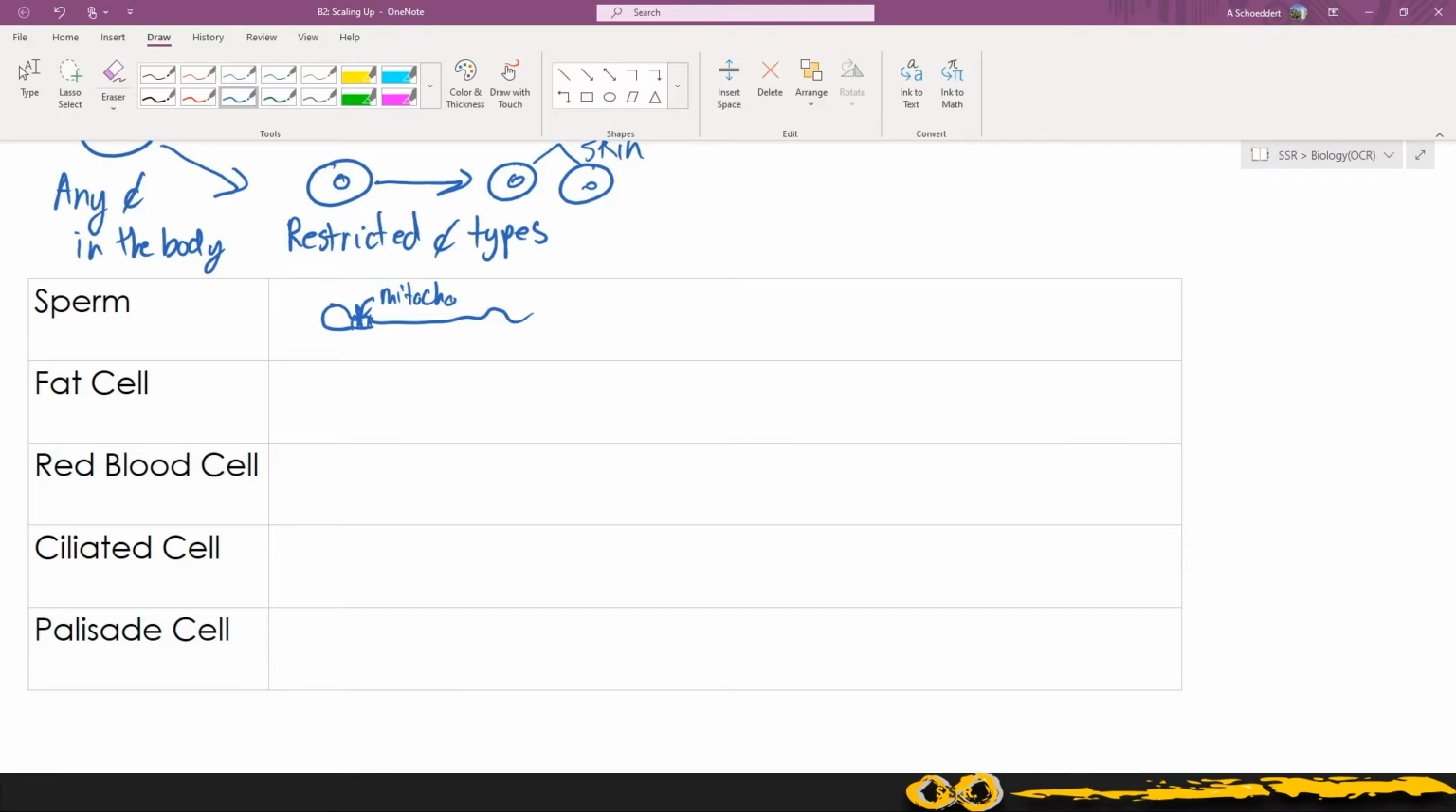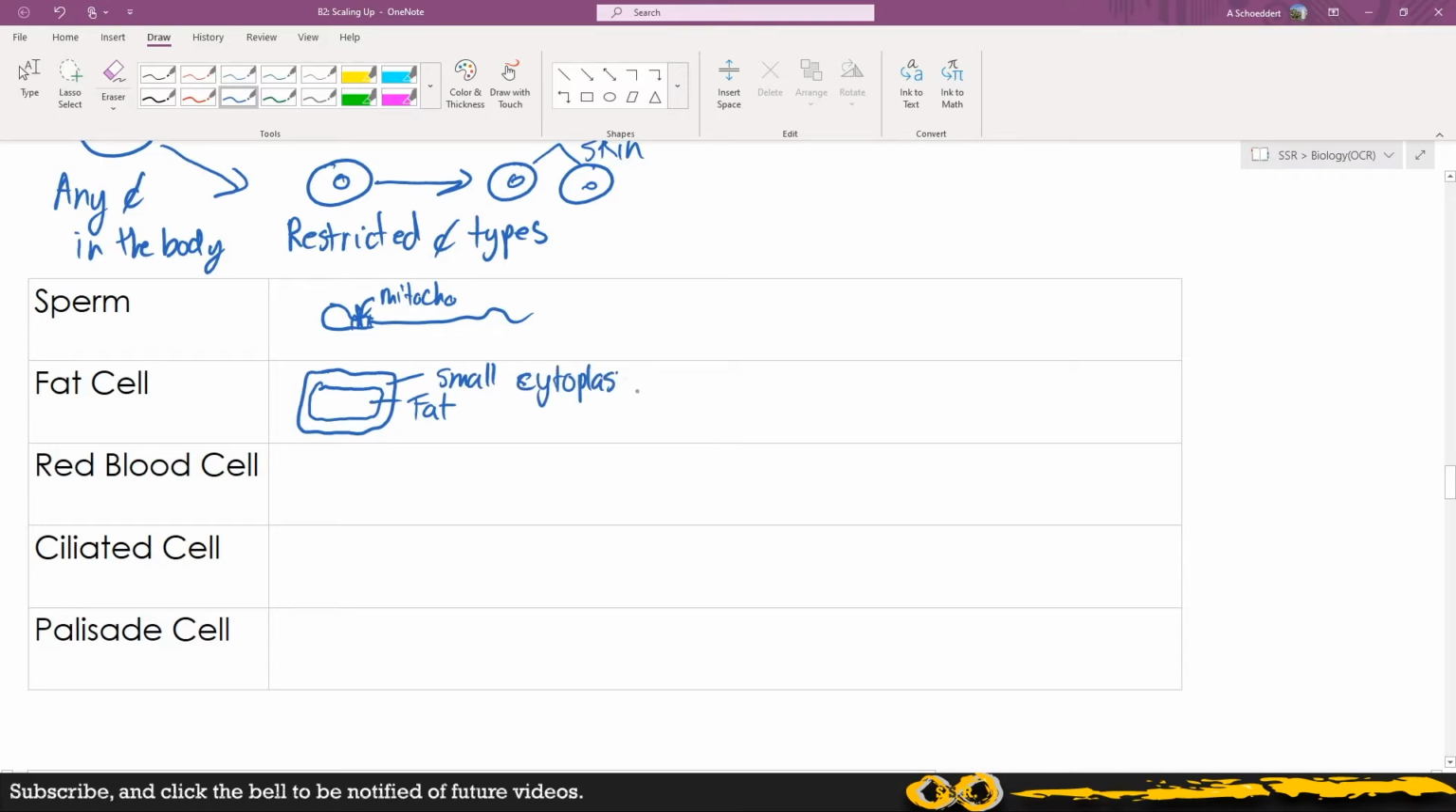A sperm cell, for example, wouldn't be very good at being a fat cell because the fat cell is going to have very little cytoplasm. It's going to have the fat store in the center and then small amounts of cytoplasm, that really what it's doing is storing that fat and being a long-term energy store.